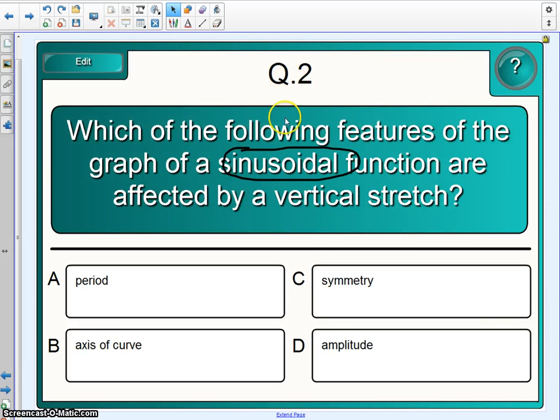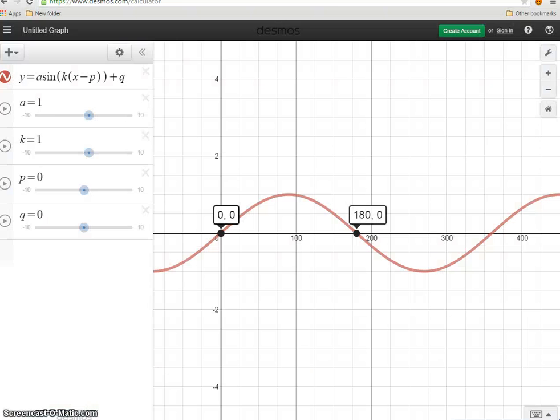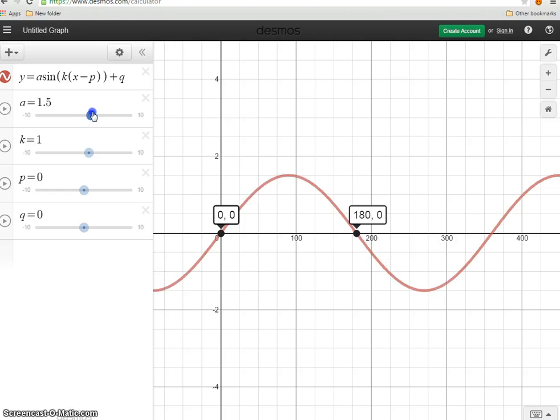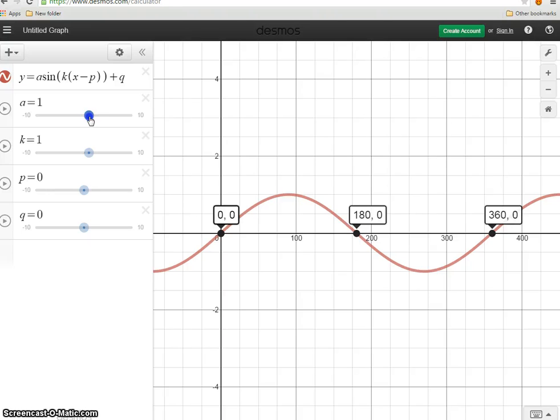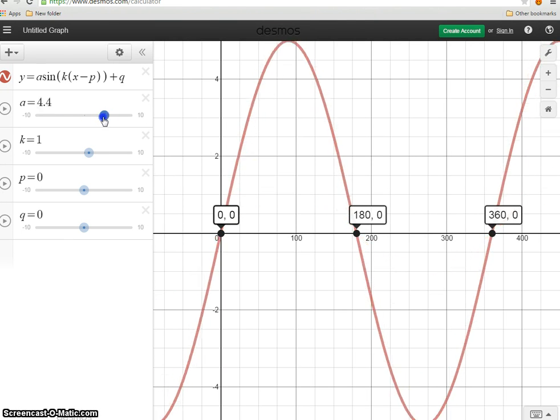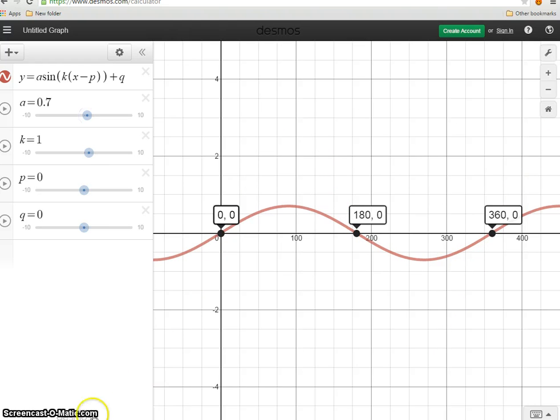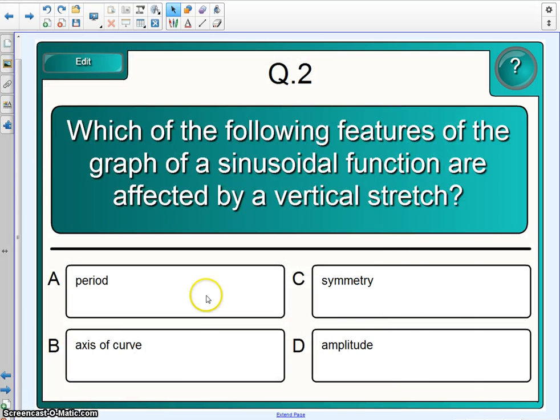So which feature is affected by a vertical stretch? Well, a vertical stretch, again, let's take a look at the graph. Vertical stretch would be changing my a value right here. You see the axis doesn't change, the period doesn't change, it still takes 360 degrees to complete a cycle, as you'll be able to see there. What does change though is the amplitude. So our maximum value, which was at 1 originally, has now gone up to larger or smaller values. Okay, so it's the amplitude that's affected by the vertical stretch.